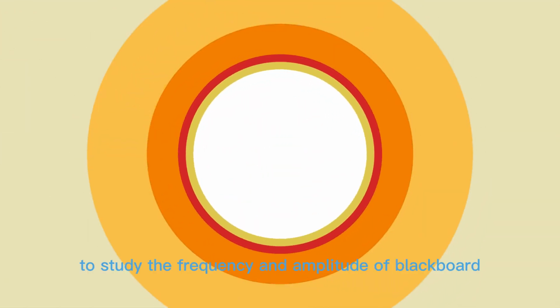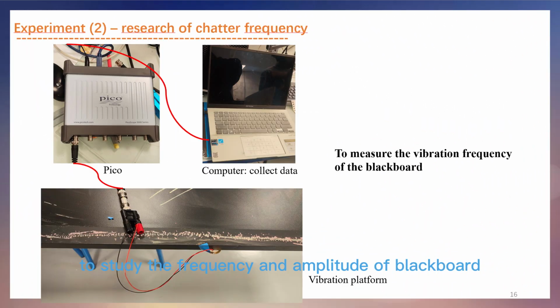In order to study the frequency and amplitude of the blackboard vibration, we use a Pico system to collect data and use a computer to record the data. We did this experiment on the edge of the blackboard because our electrodes are not perfectly flat.